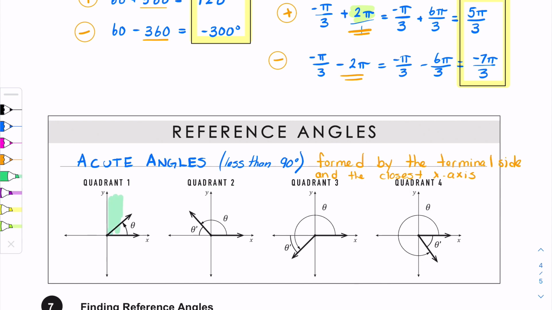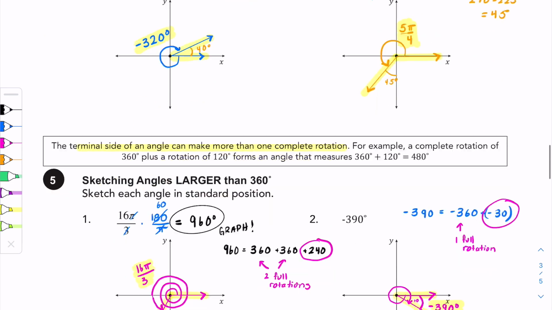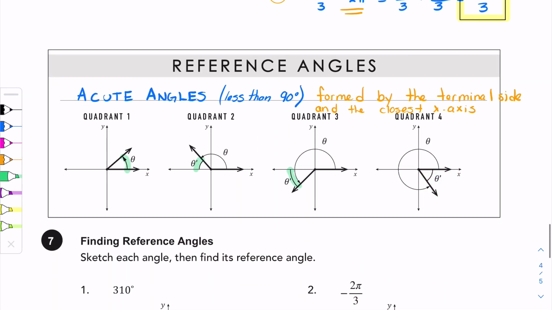So if you have an angle anywhere in quadrant 1, your reference angle will return back to the positive x-axis. If you have an angle whose terminal side lands anywhere in quadrant 2, your reference angle will always return back to the negative x-axis. An angle with the terminal side in quadrant 3, the reference angle always goes back to the negative x-axis. And an angle with the terminal side in the 4th quadrant, that reference angle always returns back to the positive x-axis. And another note is that reference angles are always positive values.